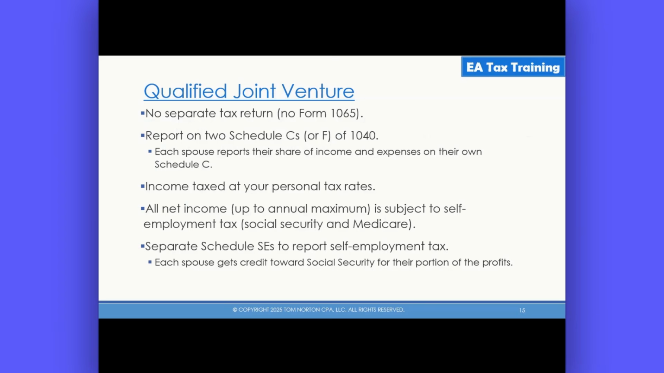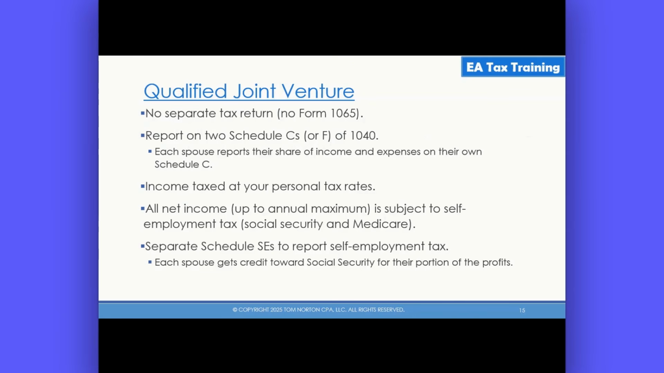The income is still taxed at personal tax rates. There's no separate tax rate for the business. And all of that income is still going to be subject to self-employment tax. However, you are also going to have two separate Schedule SEs to report the self-employment tax. So you'll have two Schedule Cs and two Schedule SEs, and each spouse will get credit toward their own Social Security for their portion of the profit. So this is really why we need two Schedule Cs and two Schedule SEs.